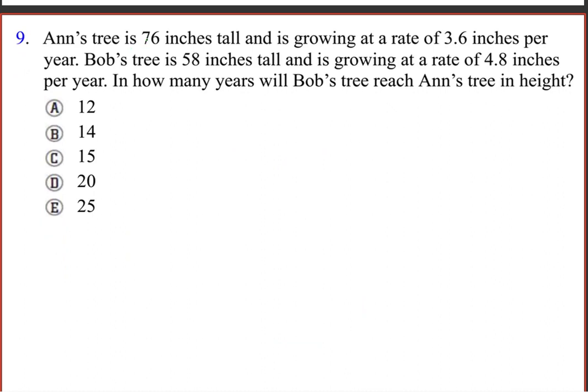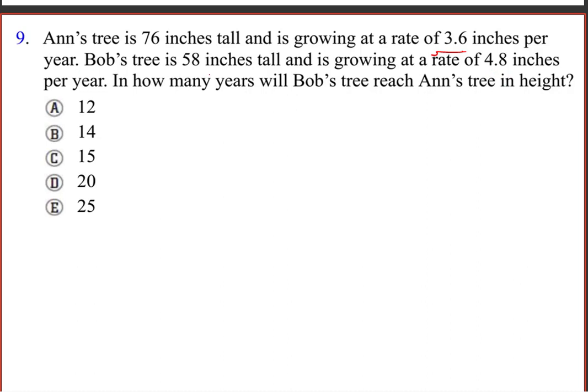Ann's tree is 76 inches tall and is growing at a rate of 3.6 inches per year. Every year the increase is the same, and it's 3.6. It's not like the previous question, where the increase was based on the money in your account. No, every year it's just 3.6. It's important that you understand this part of the question. If you understand the difference between this question and the previous question, you can handle these questions and answer them during your GRE exam.